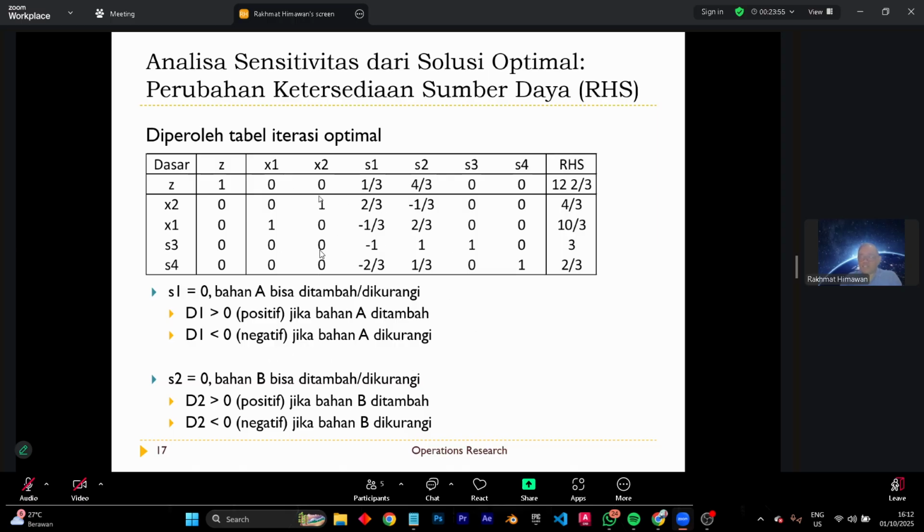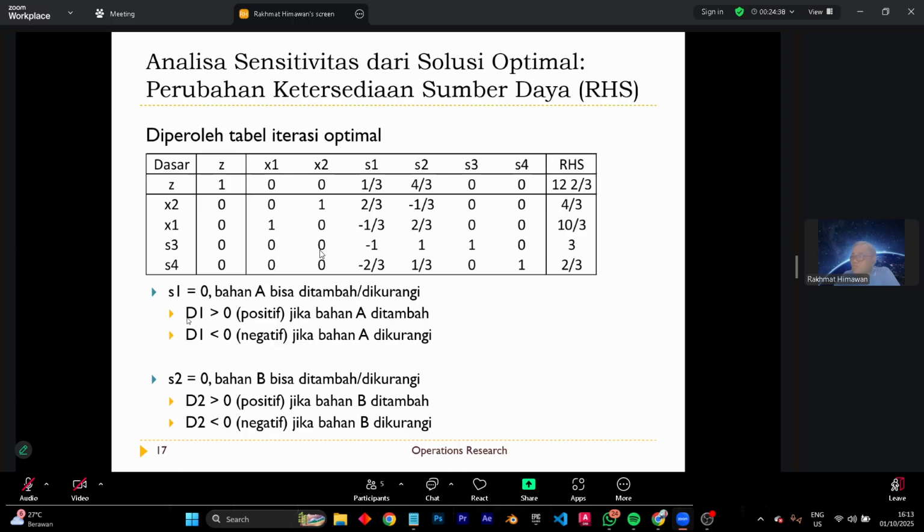There is a limitation to change, the availability of A, and also the B one as well, because if it is outside the range, then it's going to have a different effect. Now, in here, it's about A. Raw material A can be added or reduced. So D1 will be positive if we add more raw material A. D1 will be negative if we reduce raw material A. Also for B, we put it as D2.